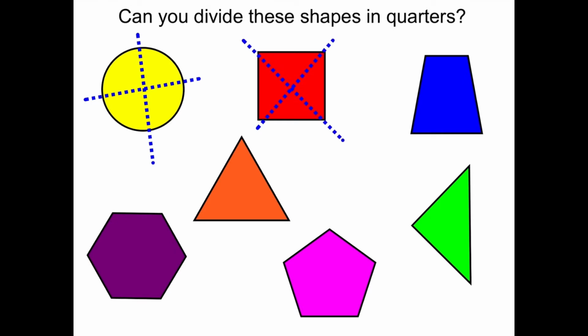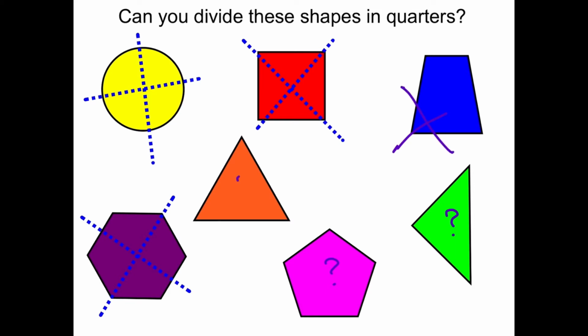For the square, it's going to be quite easy for this one as well. Remember, the 4 bits have to match exactly. Not sure about that pentagon. Not sure if I can do that in quarters. And this triangle, don't think I can do that one. So, not sure about him. Don't think I can do him. Definitely can't do that one. I'm going to cross that one out. Can't do that one at all into quarters.